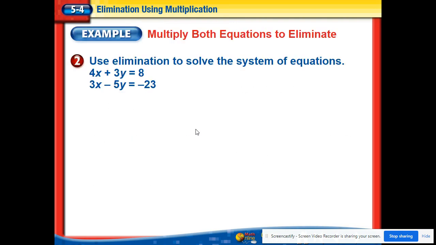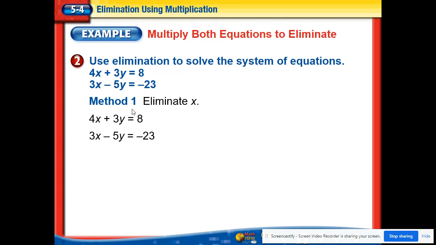All right, one more here. This one's obviously a little bit more complicated because there's nothing that's really easy here. We have to just choose one to get rid of. If we were getting rid of the x's, we would get them to 12. If we're getting rid of the y's, what does 3 and 5 both go into? 15. Now, the reason why I'm choosing the y's is because it's already got a negative. I don't have to do much with that one. So I've got to multiply the top one by 5 and this one by 3 in order to make this 15.